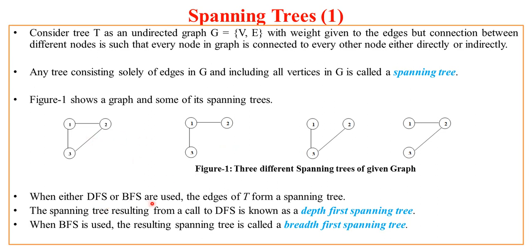Now we may generate a spanning tree by traversing this graph G using either a DFS or a BFS traversal. If we generate a spanning tree with a DFS traversal, then such a spanning tree is called a depth first spanning tree, and on the other hand, if the tree is generated using BFS, that is breadth first search traversal, then that tree is called a breadth first spanning tree.